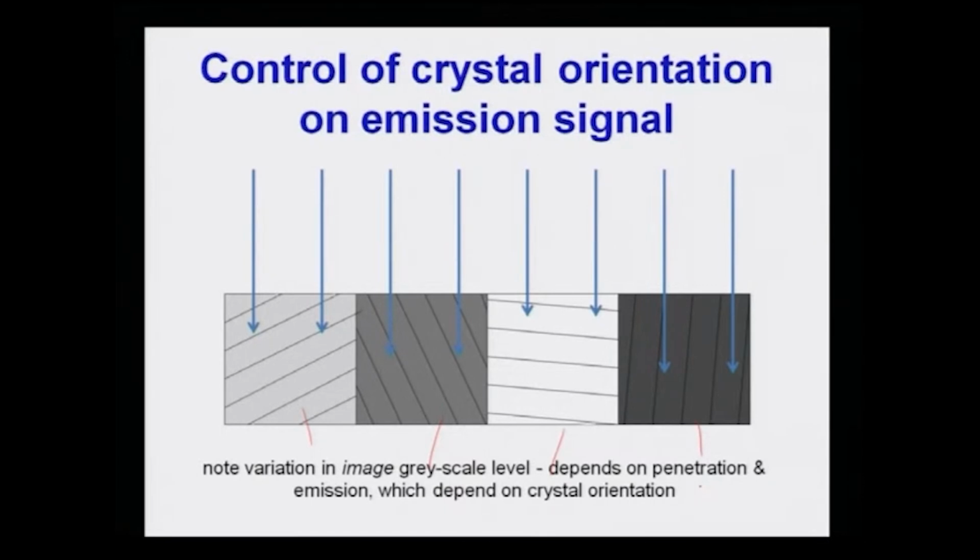It depends on the penetration and the emission also. Emission means how much backscatter diffraction is coming out from this crystal and detected by the camera. So, this is very simple. This is the simplest possible way of representing orientation images from EBSD patterns of a large sample.